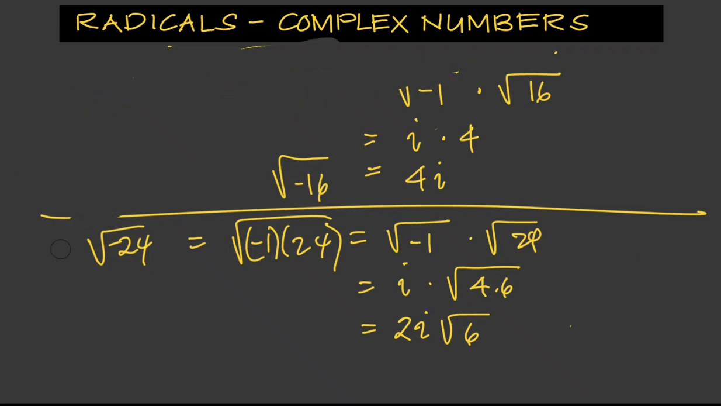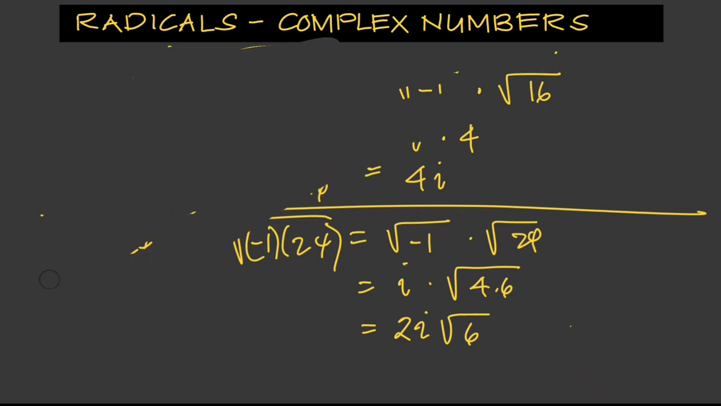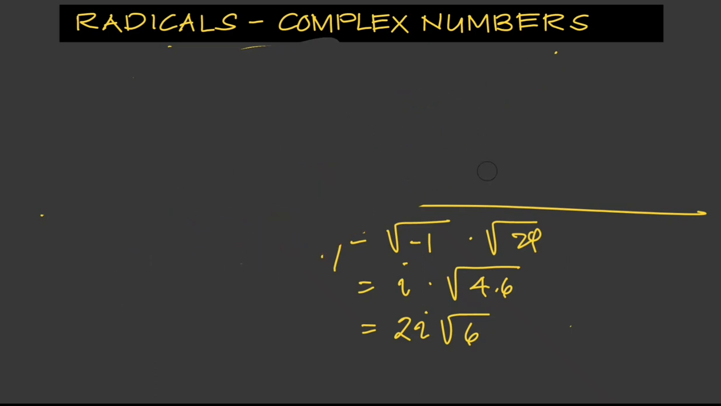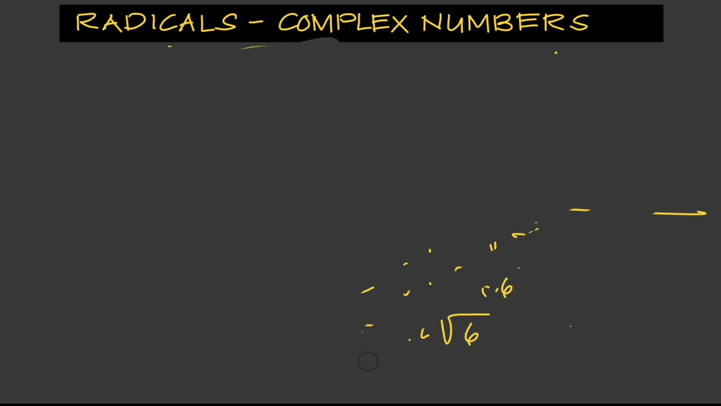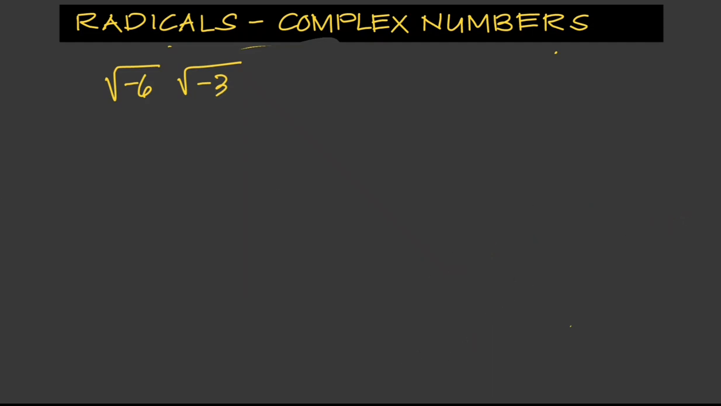So what if we're given another problem, this problem here? The square root of negative 6 times the square root of negative 3. How are we going to solve that?